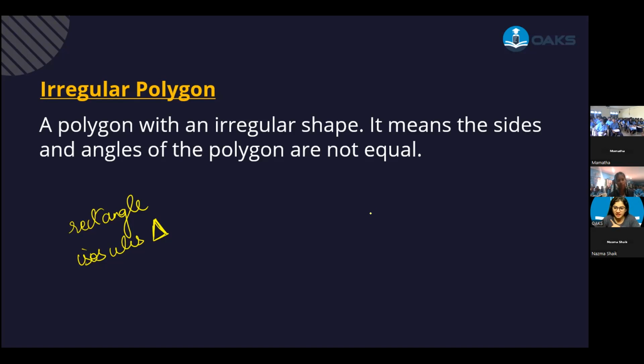That will be a triangle, right? Yes, ma'am. So we have already written isosceles triangle. What other triangles do you know? Right angle triangle, right? So a right angle triangle with all the different sides, right? Let's say 3, 4, 5. Is this the irregular polygon? Yes, ma'am. Yes, because all the sides are different and all the angles are different, right?